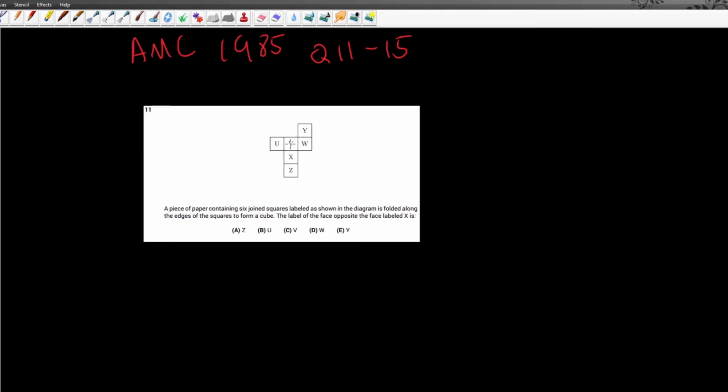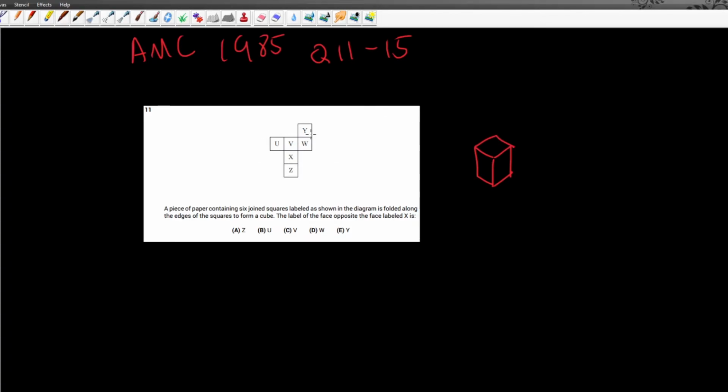So when we fold this cube, say V is on the bottom and we get a cube. So V is on the bottom here. Sorry, this is a bad cube. So V is on the bottom.